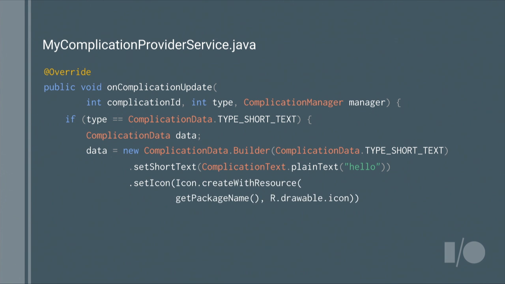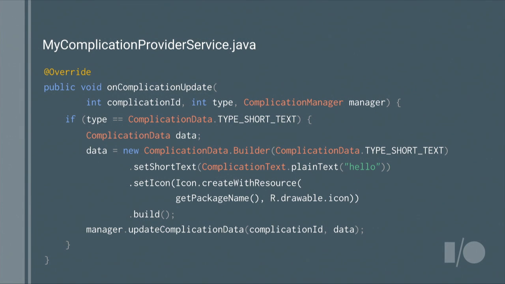OK, so we're also going to specify an icon. That's an optional field for short text. All of the image set methods for complication data use the icon class from the Android framework. That allows it to be either a wrapper for a resource from your application, a drawable resource, or it could also be a bitmap.